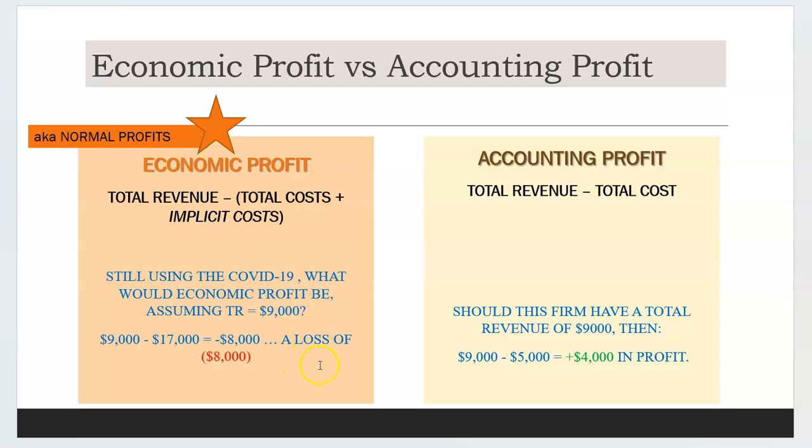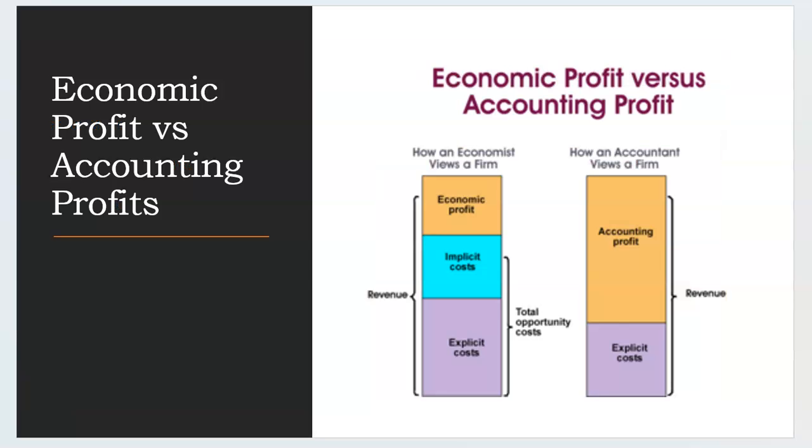So if this company wanted to break even from an economic point of view, to reach zero economic profit, they'd have to have had revenues of $17,000. Then you have 17,000 minus 17,000 equals zero. This is all in the outline. It's in your notes, so take a look at it for sure. But this is basically what it means.